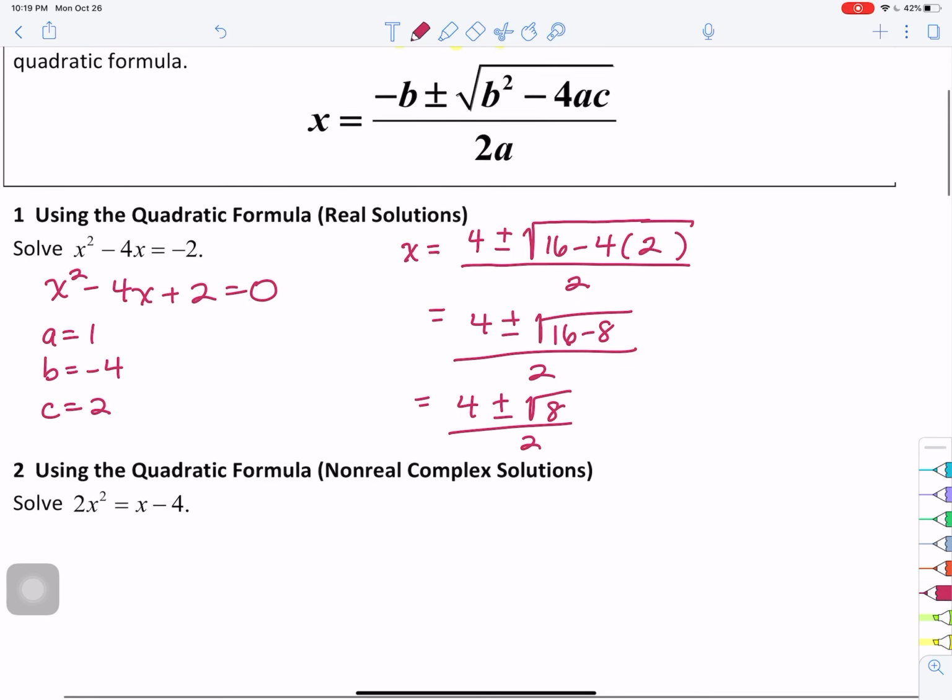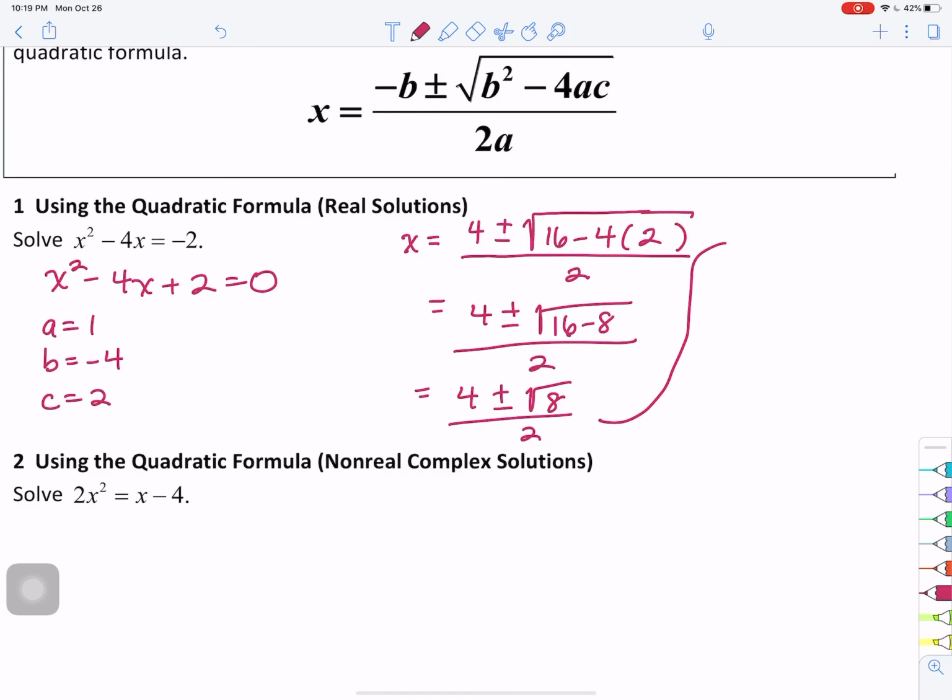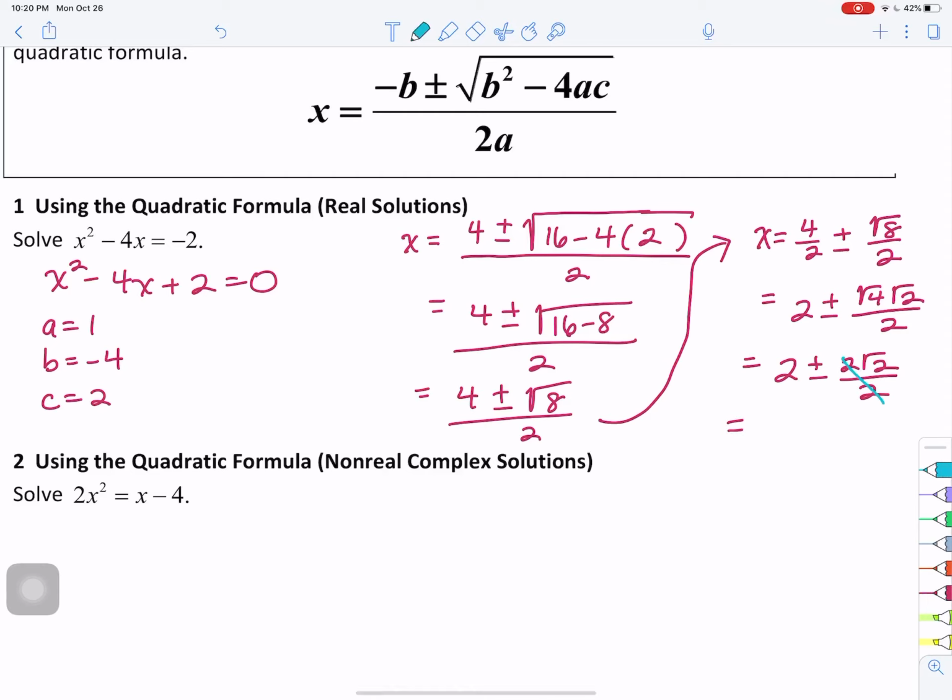See if we can come over here a little bit. And we get x is equal to 4 over 2 plus or minus the square root of 8 over 2. And we get 2 plus or minus, and that square root of 8 is the square root of 4 multiplied by the square root of 2 all over 2. So we get 2 plus or minus 2 root 2 over 2. And isn't that nice? We get 2 plus or minus root 2. That's what x is equal to.